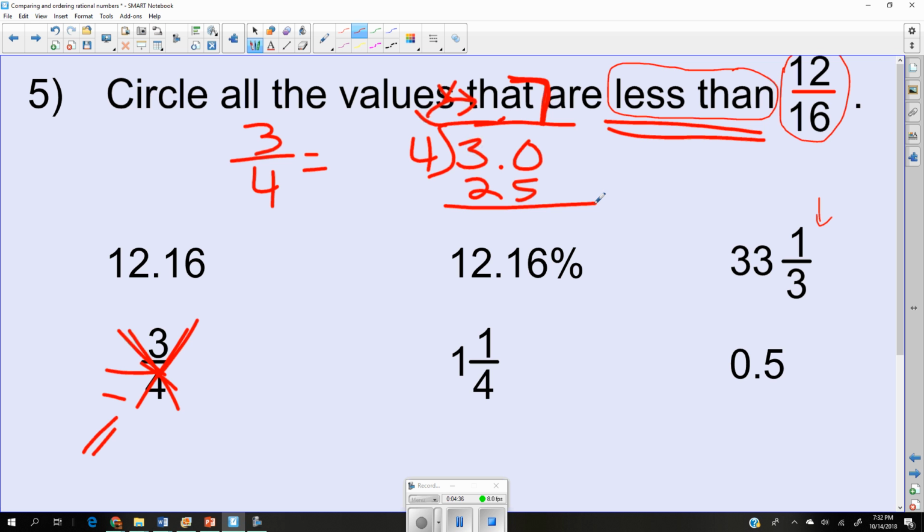4 times 7 is 28, and then I'm going to subtract. 30 minus 25 is, whoopsie, I made a mistake there, didn't I? Do you see my mistake? I said that 4 times 7 is 28, but what did I write? I wrote 25. Whoops, I'm erasing the whole thing.